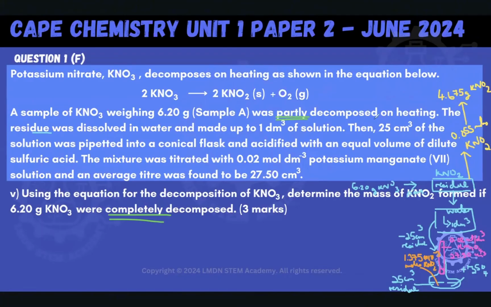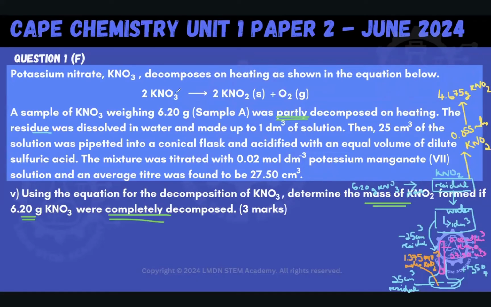It was only partially decomposed when we got this mass and these moles, right? That was a partial decomposition. So now the question is saying, if all of this is broken down, this entire mass being broken down, what mass of KNO2 would you form in that case? And so how are we going to do that?